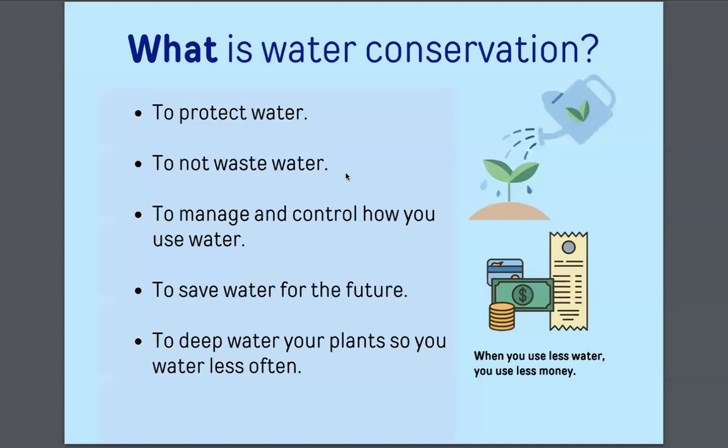What is water conservation? To protect water, to not waste water, to manage and control how you use water, to save water for the future, to deep water your plants so you water less often. When you use less water, you use less money.